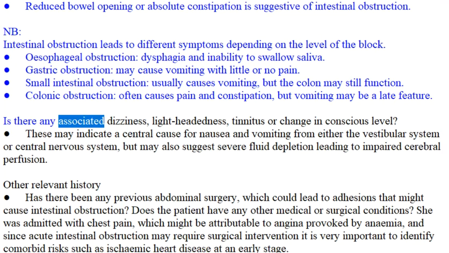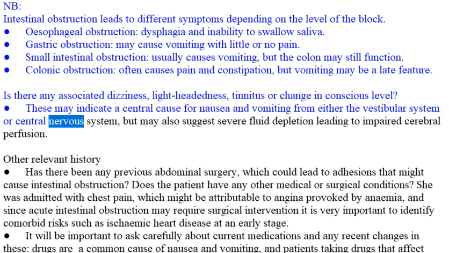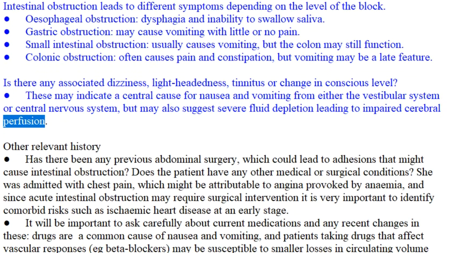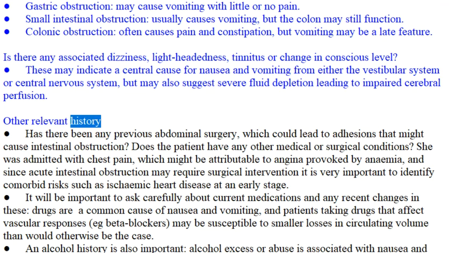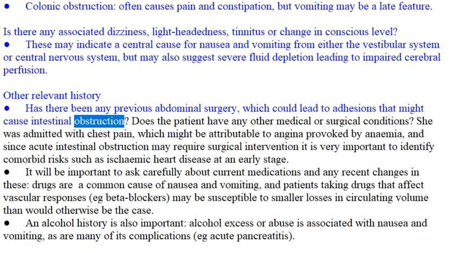Is there any associated dizziness, lightheadedness, tinnitus, or change in conscious level? These may indicate a central cause for nausea and vomiting from either the vestibular system or central nervous system, but may also suggest severe fluid depletion leading to impaired cerebral perfusion. Other relevant history. Has there been any previous abdominal surgery, which could lead to adhesions that might cause intestinal obstruction? Does the patient have any other medical or surgical conditions?